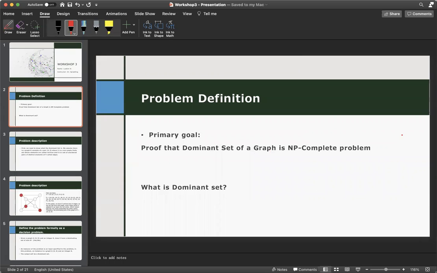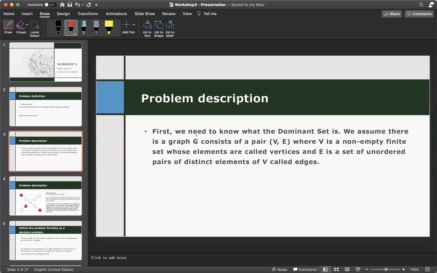Alright, so the primary goal for this workshop is to prove that the dominating set problem is an NP-complete problem. So firstly, let's try to understand what a dominating set is. Here is an example of the dominating set. Let's try to solve it first.